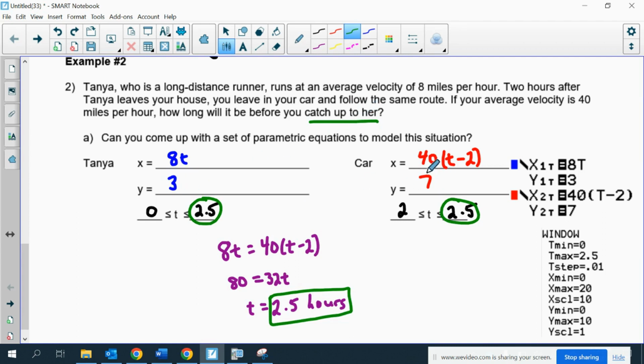And again, like I said, it's not really important what y values you pick. You could even have them overlapping, but you probably don't want the car to run into Tanya. That's not very nice. But I have them separate just so it's easier to see them and they're not going to overlap each other. But you could put them at the same y value if you wanted.